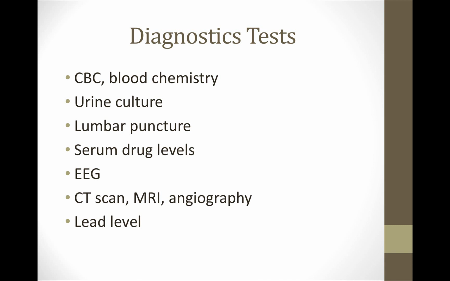Drug levels if you think the person's on drugs, or drug levels if it's a known person that's on an anticonvulsive agent, to make sure that that anticonvulsive agent is within the right levels. If you have a child, children grow. So a dose that you have them on one time, 6 months later, they could have grown so much that they need more of that drug. You would do an EEG, a CT scan, an MRI, an angiography, or lead levels even.